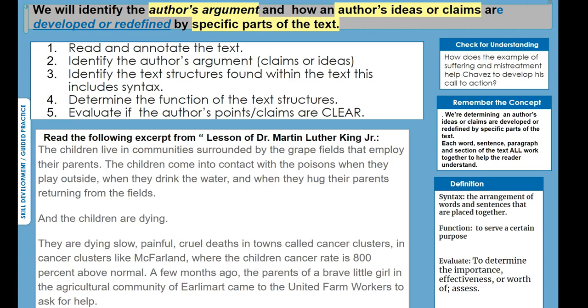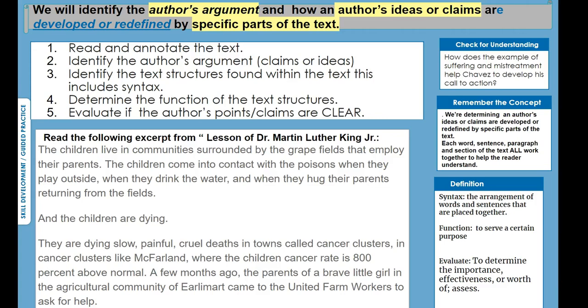You're also going to be able to identify the structure found within the text. This includes syntax. In the later slides, I'll simply give you the different types of text structure and an example. The only thing I need you to write down is the different type of text structure. You do not have to write down the example.